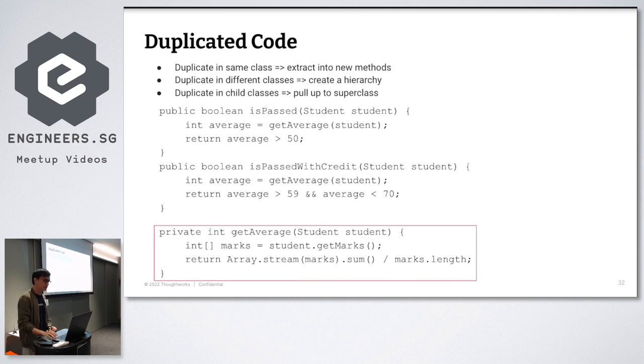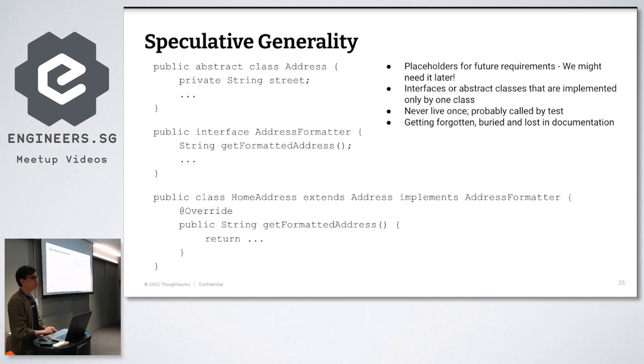Okay, next. This is very common when we start writing code. As developers, we try to be very futuristic. We always put in placeholders for future requirements. We always justify it: yeah, we might need it later. But in the end, those classes, nobody uses, nobody cares about, nobody maintains. Some of those interfaces or abstract classes are only implemented by one class, and they are probably only called by one test method or test class. And as we keep adding more features or implementation, they get forgotten, buried, and lost in the documentation.